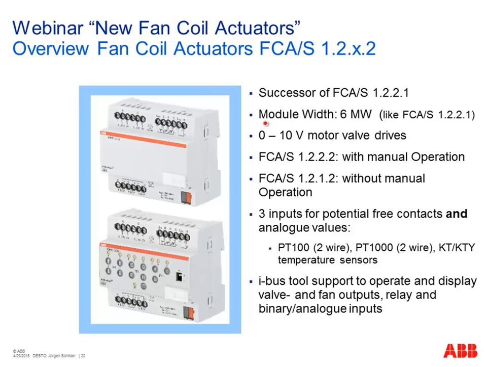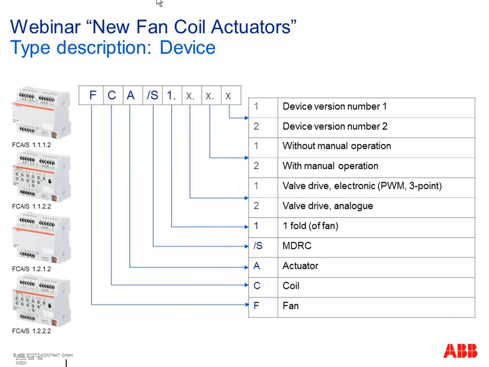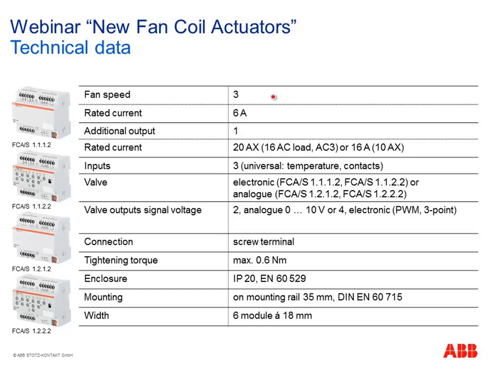So this one is for 0 to 10 volt motor valve drives, 1, 2, X2, where 2 stands for 0 to 10 volt valves, and 1 stands for electronic outputs to control electrothermal or motor valve drives. So 4 new components. I think I explained already how the type description works, and it's explained here again. I can skip this, and here are some more technical details.